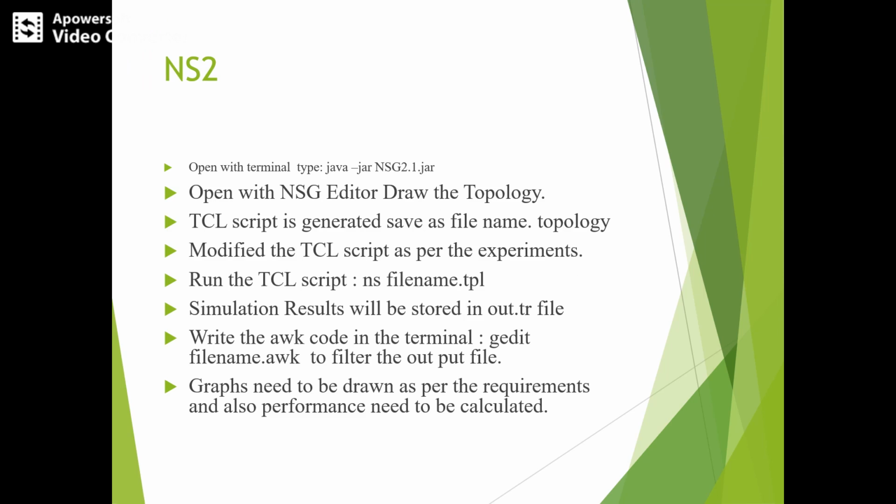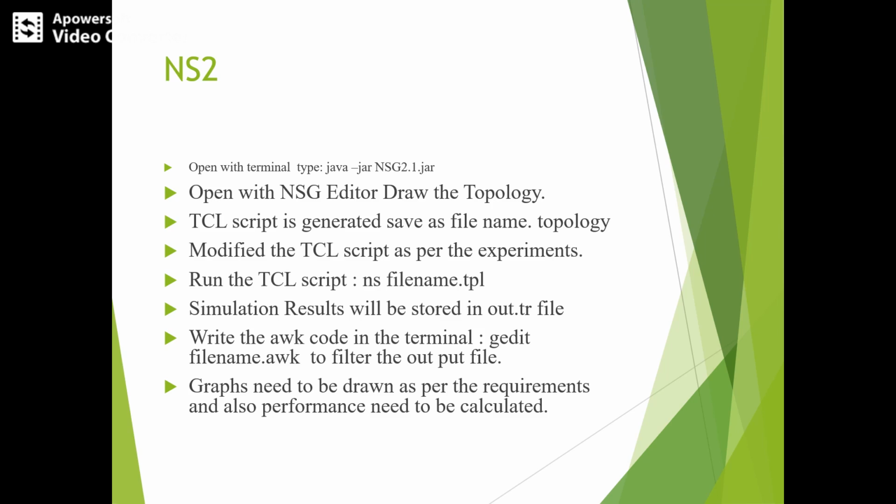There we need to type java -jar nsg2.1.jar, which will open the NSG editor. There we are going to draw the topology of a 3-node point-to-point network. The TCL script is generated, so we should save it with the file name dot topology.